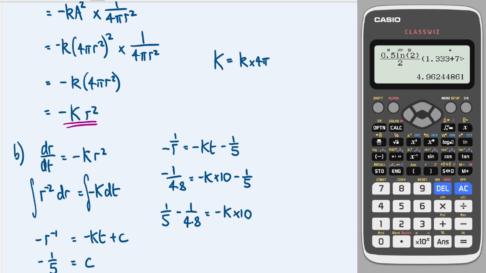So I'm going to go to my calculator and type in 1/5 minus 1 over 4.8. I'm going to press equals, and then divide that by negative 10, and that will give me my value for k. So k is equal to 1 over 1200.